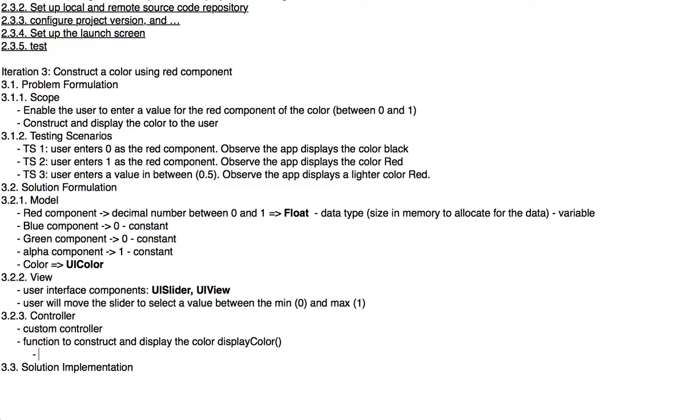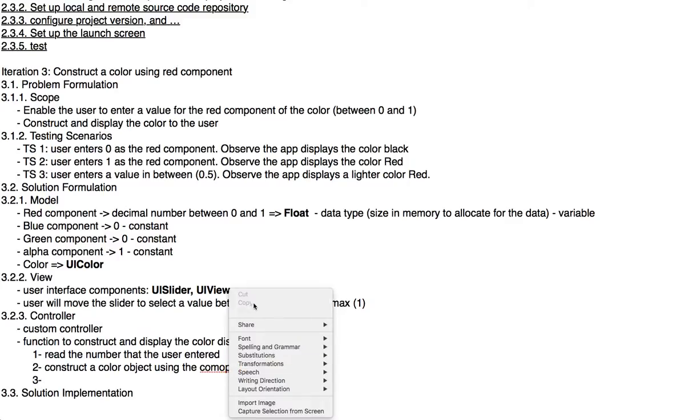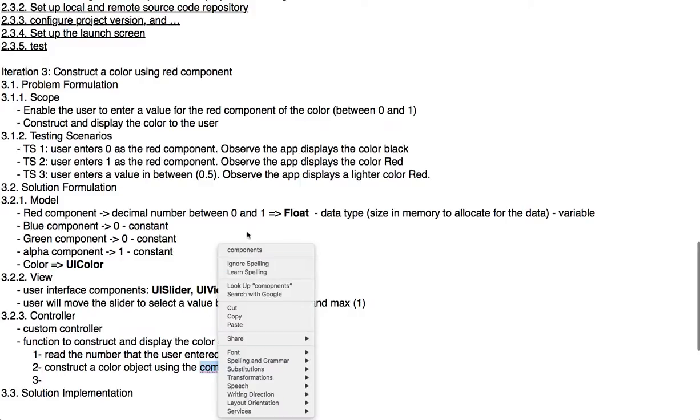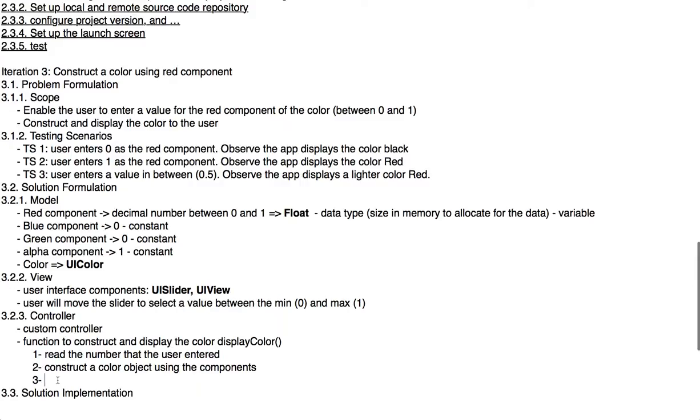And this function will do 3 steps. Step 1 will read the number that the user entered. Step 2 will construct a color object using the components, and the components will be the red value that is entered and the other constant values that you have, and then we'll assign the new color to the background property of the UI view object.